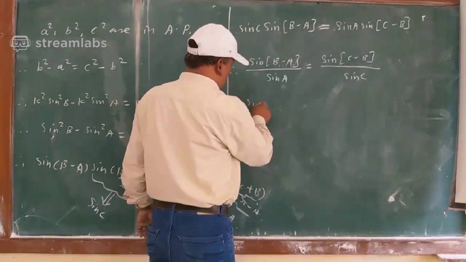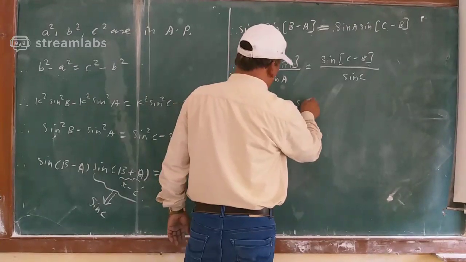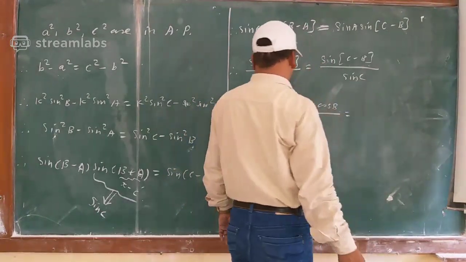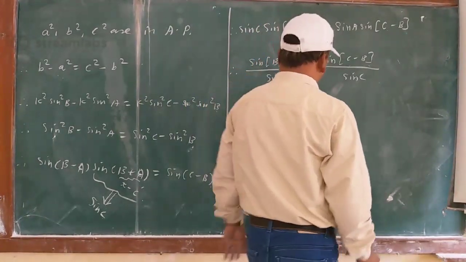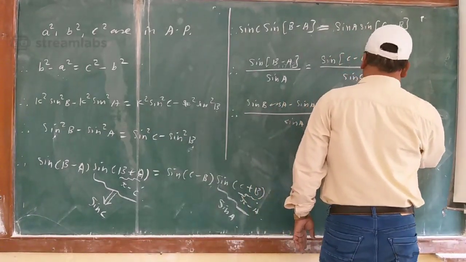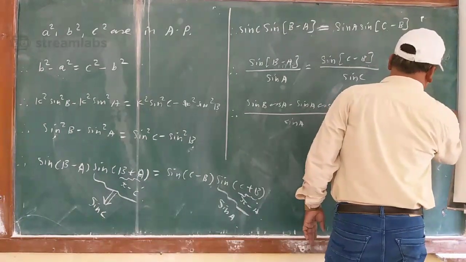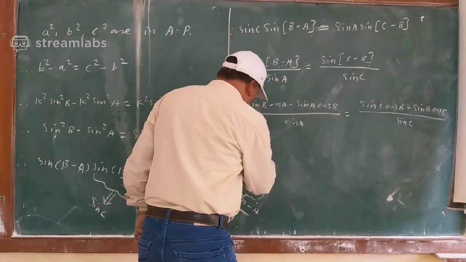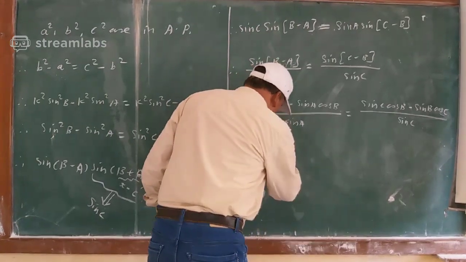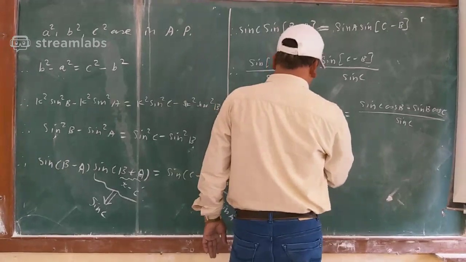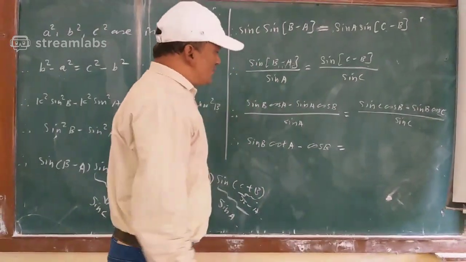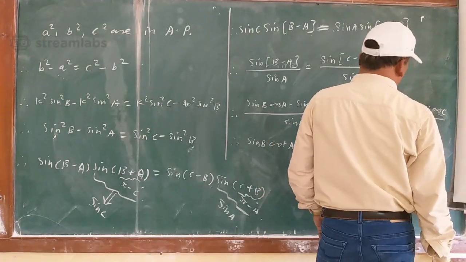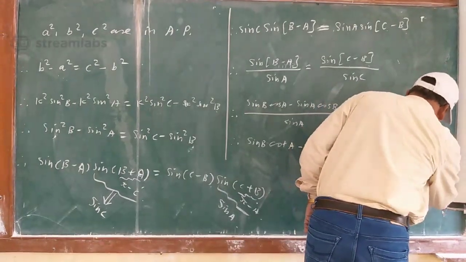So, sin B cos A minus sin A cos B upon sin A is equal to, see now, sin C cos B minus sin B cos C upon sin C. So sin B into cos A upon sin A means cot of A, minus sin A cancels, cos B, is equal to sin C cancels, cos B, minus sin B cos C upon sin C, cot of C.